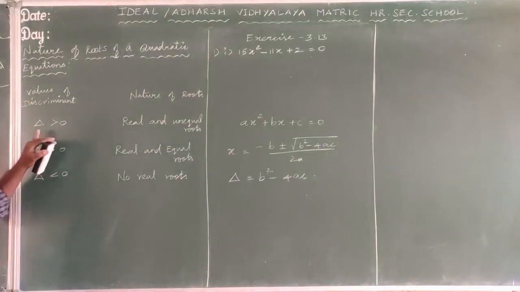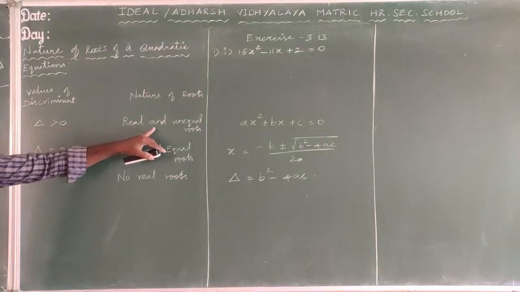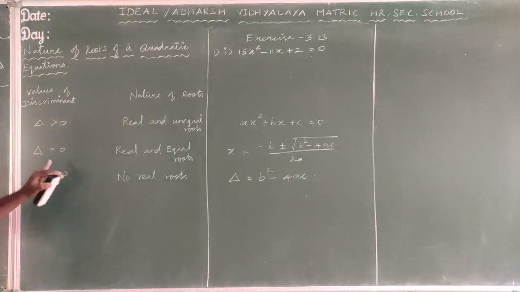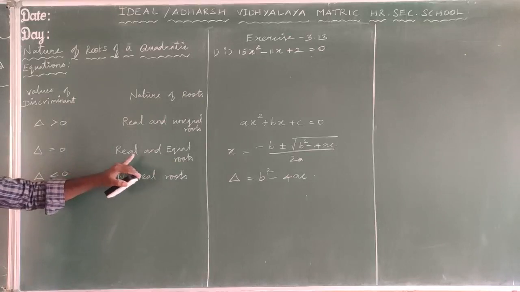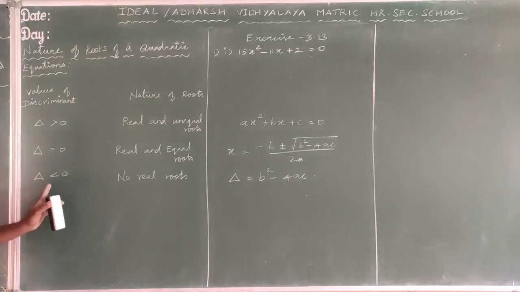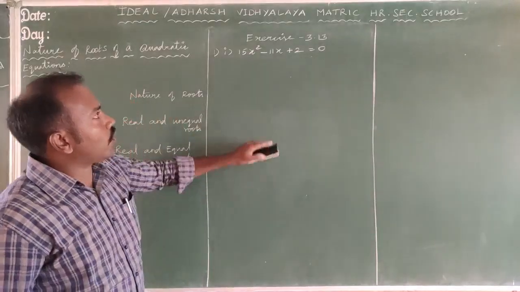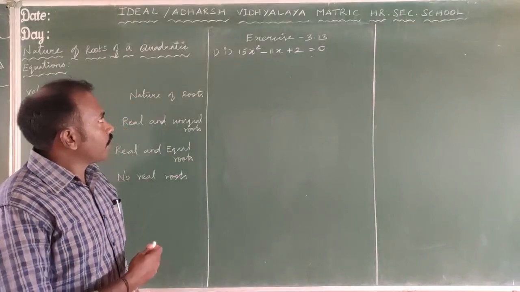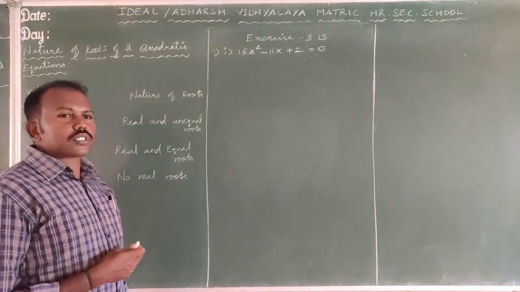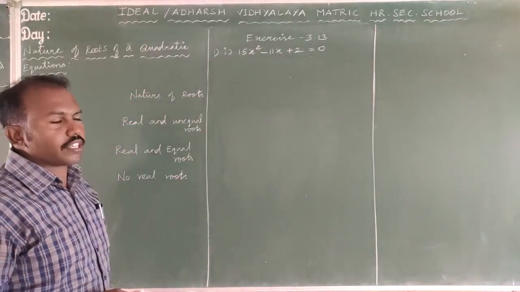So discriminant greater than 0, that is real and unequal roots. Discriminant is equal to 0, real and equal roots. Next one, discriminant less than 0, no real roots. Then exercise 3.13, first sum. Determine the nature of roots of the following quadratic equations.